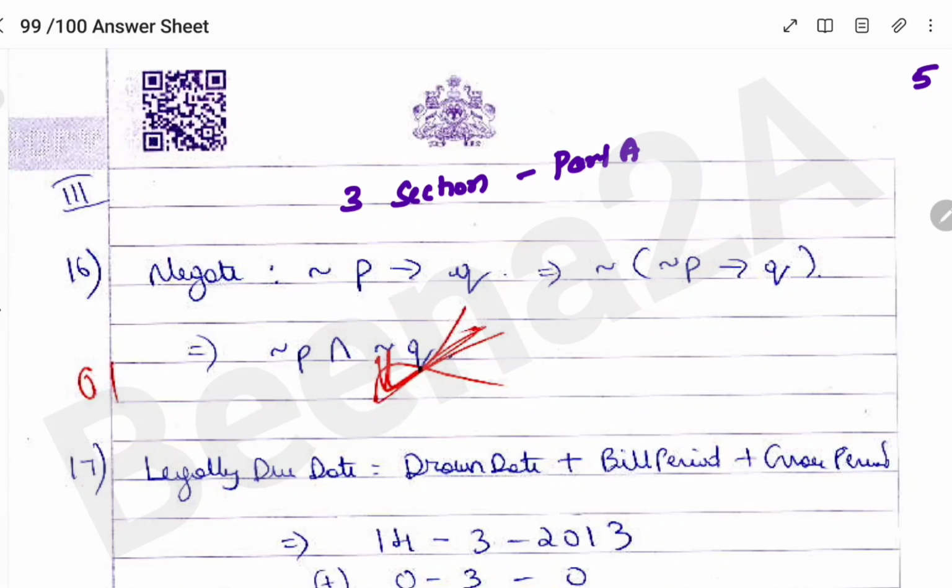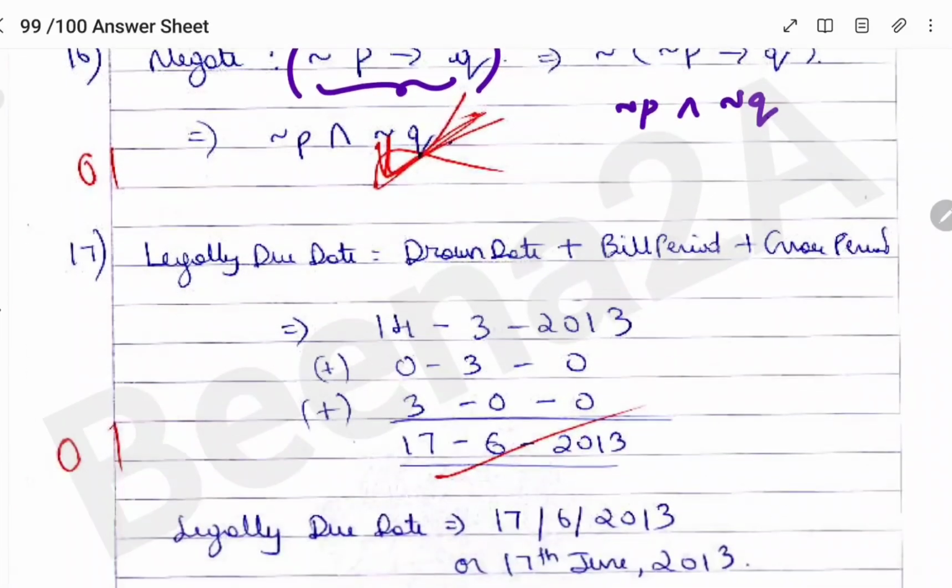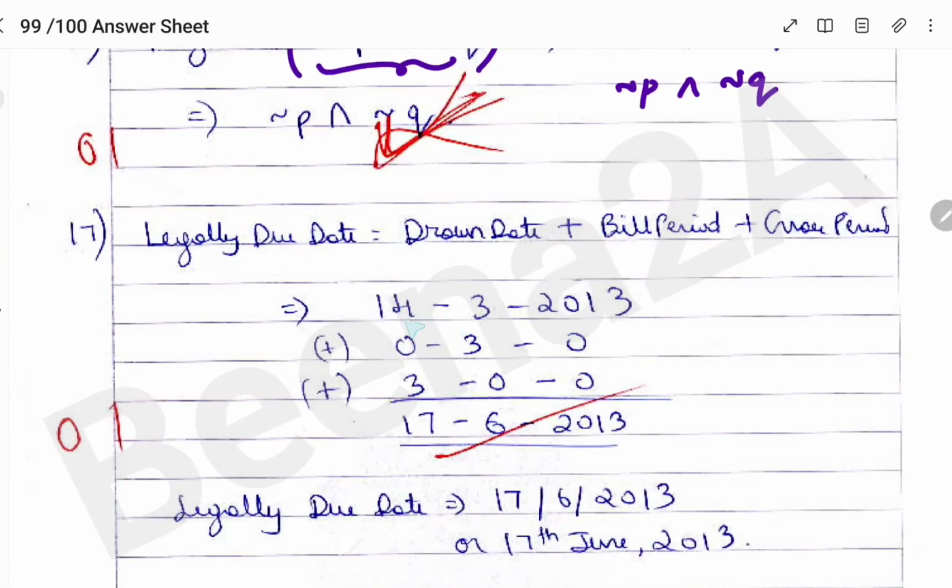You'll have to answer 5 questions. Negate. You have to negate this particular proposition. So here you observe, this is the proposition given. You have to negate the entire thing. It's going to be not of P and not of Q. Then you have to find the legally due date, right? You take the drawn date, the bill period, and then the grace period, and you get the legally due date.